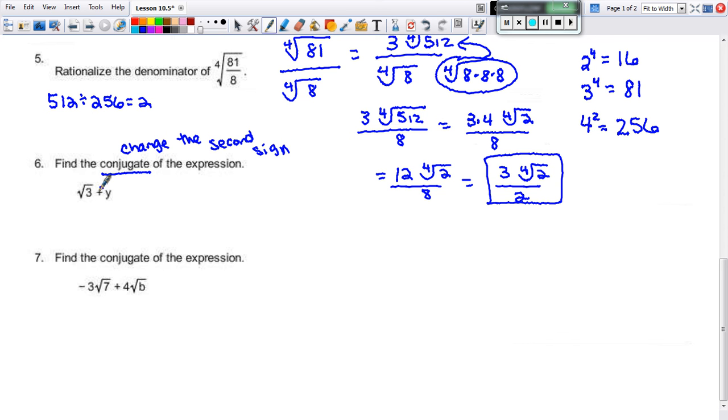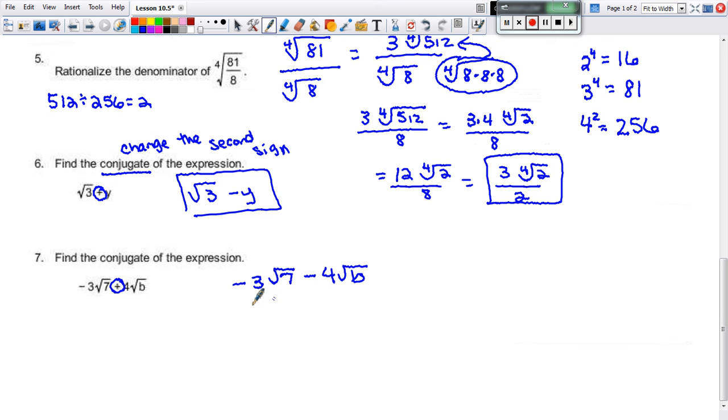So this sign in the middle, you change it. Everything else stays the same. So the square root of 3 minus y is the answer. This one, changing the sign in the middle, everything else stays the same. So negative 3 times the square root of 7 minus 4 times the square root of b.